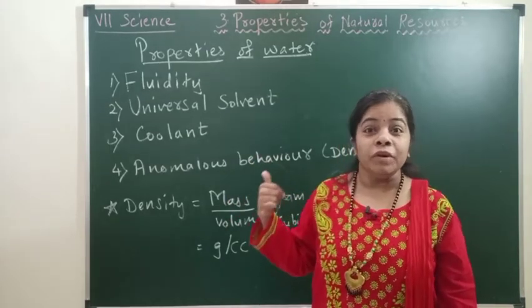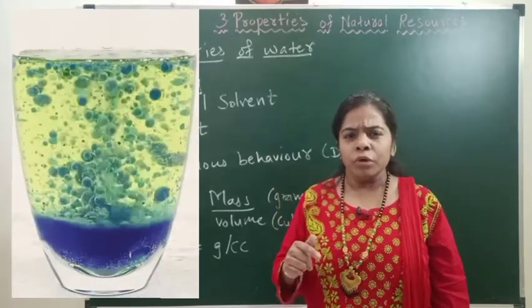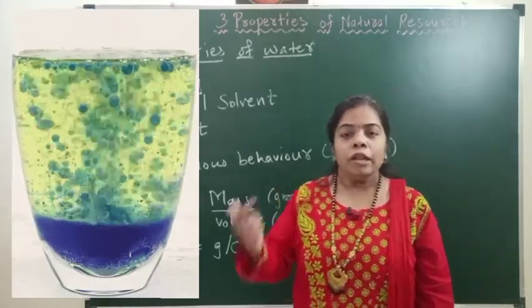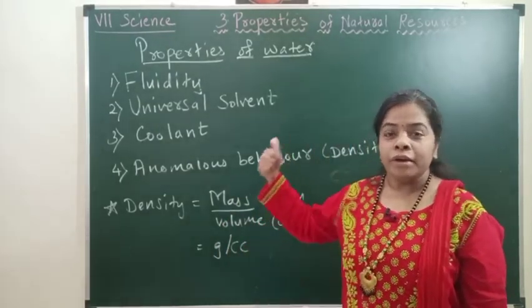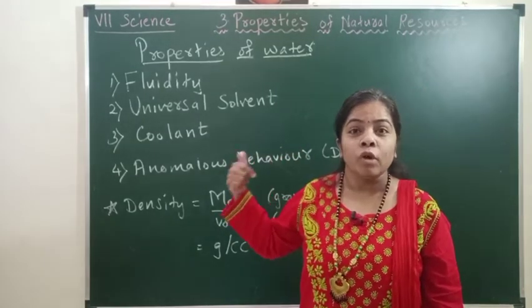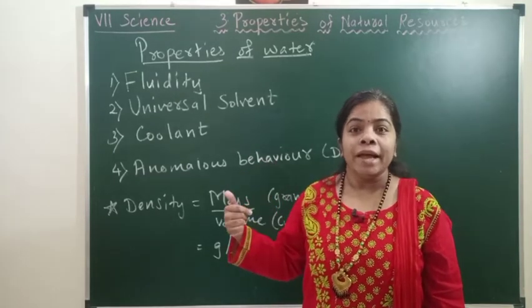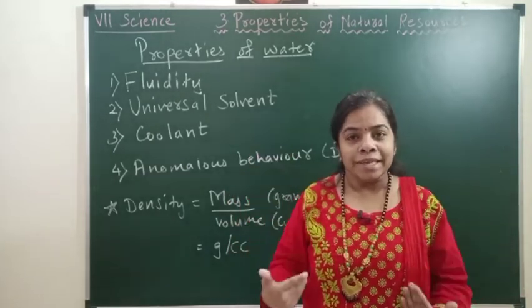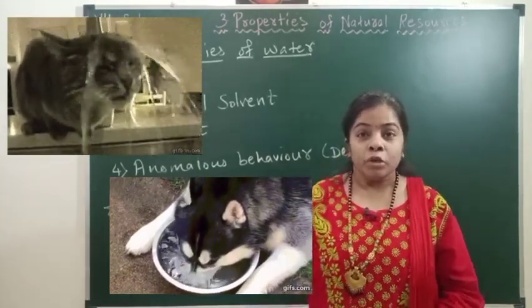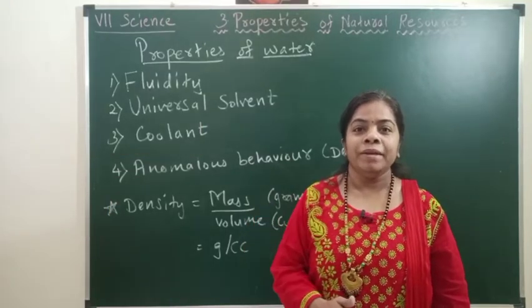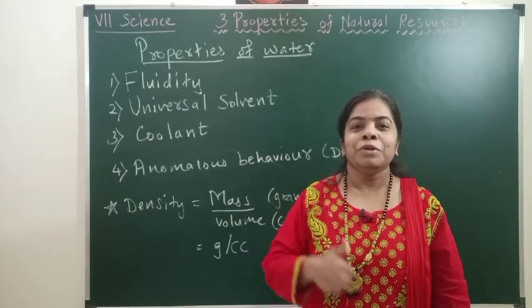Next one is universal solvent. There's one example of oil given. Water is not going to mix in oil, but a lot of things can dissolve in water. That is why water is considered a universal solvent, because it can dissolve a lot of things. Water is also very helpful in all the processes regulated by all living things, children, including human beings. So water is very important for everybody. This property of being a universal solvent helps all of us.